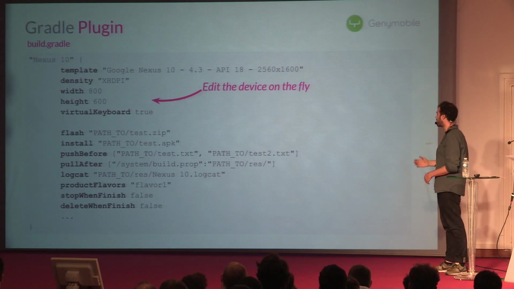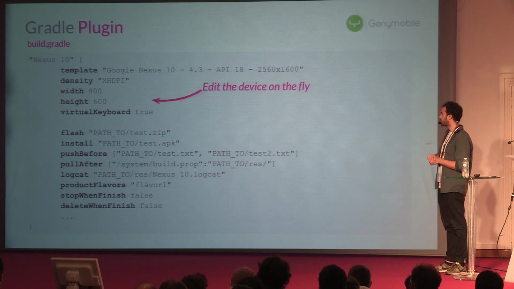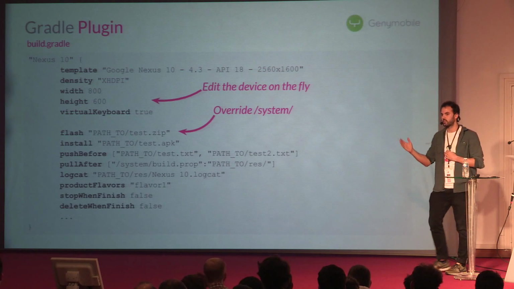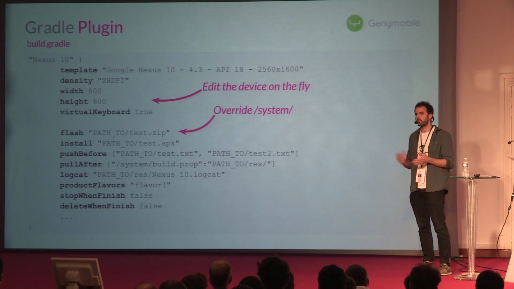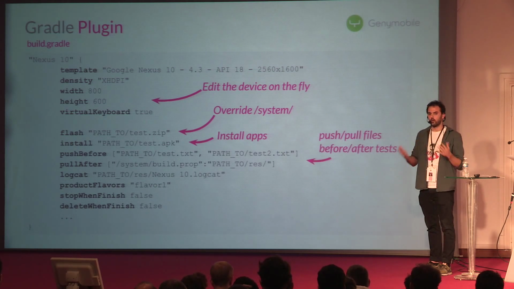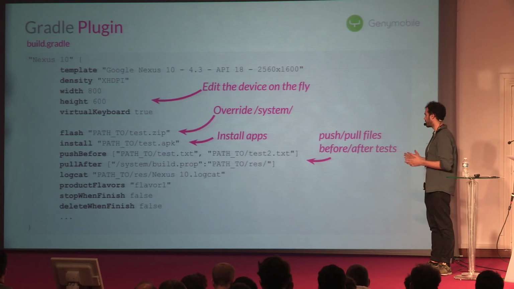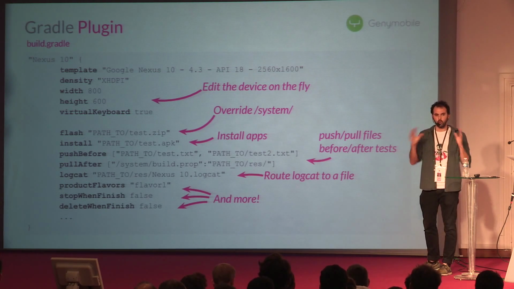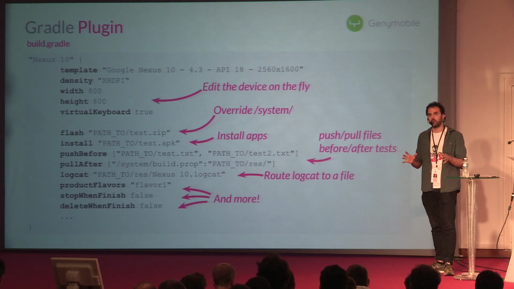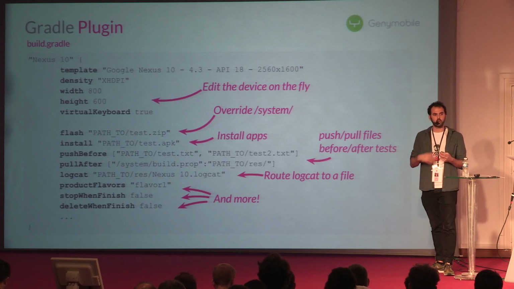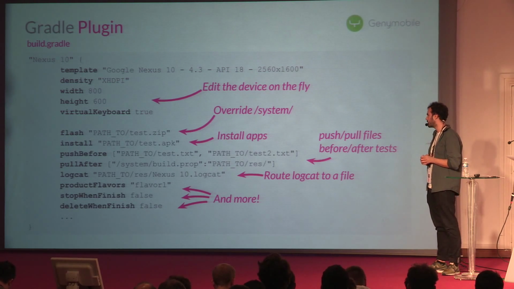There is a bunch of property that you can configure. So you can configure the form factor, the density. You can choose to flash whatever you would need to flash on your device before running your test. You can install APKs. You can root the logcat. You can define a lot of stuff. This is, again, all documented. You can grab online the documentation. You can check the Binocle project to see how this is done.